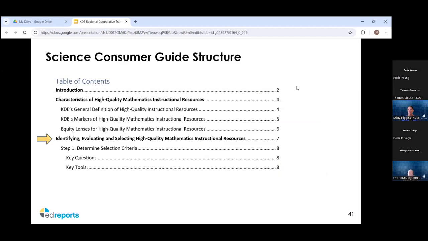Okay, so coming back again to the table of contents, the final section of the guide takes districts through the process of identifying, evaluating, and selecting HQIRs for science. And again, this would mirror what you would find in the CDP, the curriculum development process more generally. For each step of the process, the Consumer Guide includes a brief description of the purpose of the step, and then it offers key questions that districts would consider as they work through that step, and then key tools to meet them there and support the work.